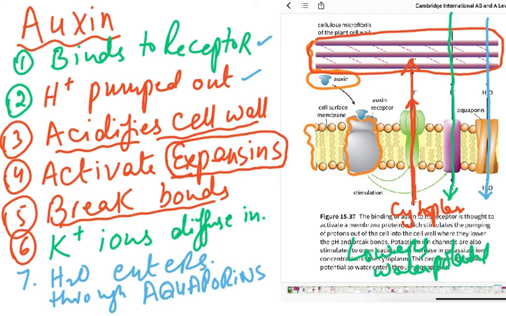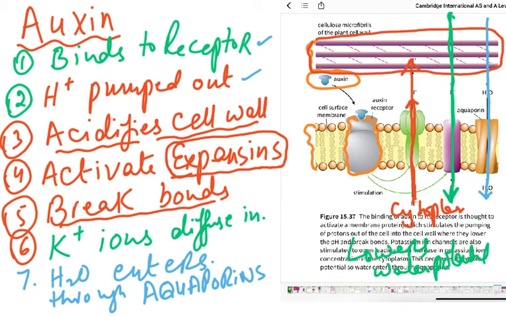The expansins break the bonds between the beta glucose of the cellulose cell wall, and this results in potassium ions diffusing in. So potassium ions diffuse in. When the potassium ion diffuses in, of course, this lowers the water potential and water enters through the aquaporins. And when the water enters through the aquaporins, of course, this makes the cell elongated. So this results in cell elongation.